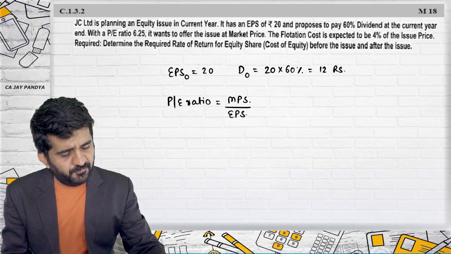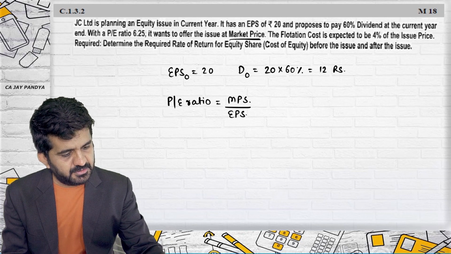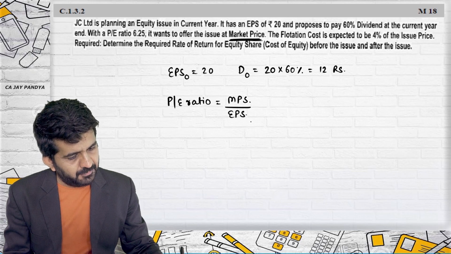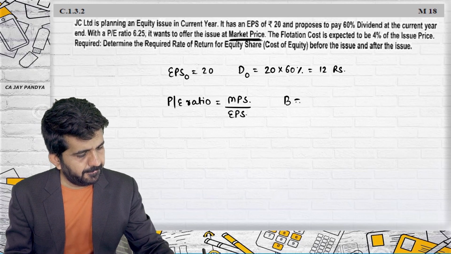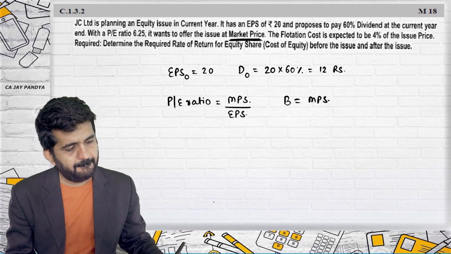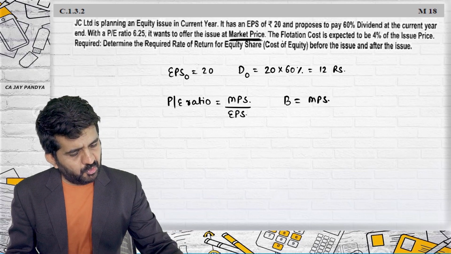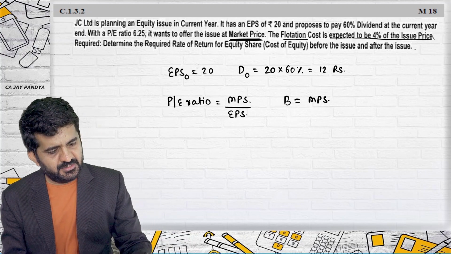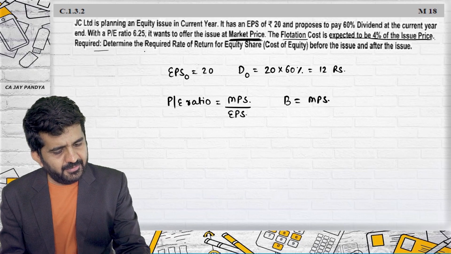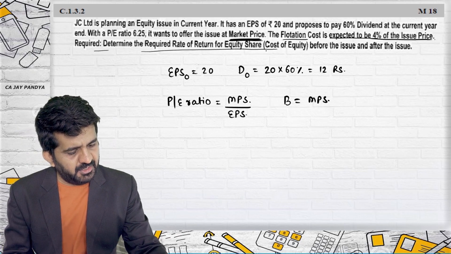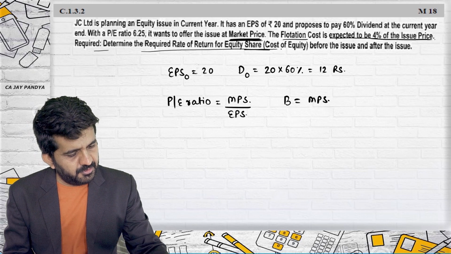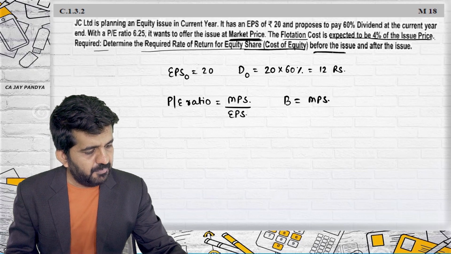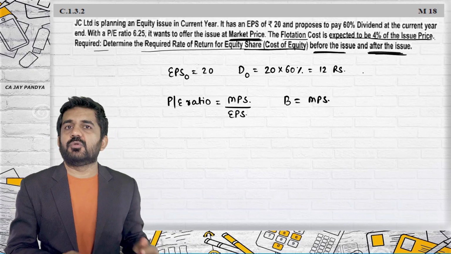It wants to offer the issue at the market price. So my borrowings will be at market price. The flotation cost is expected to be 4% of issue price. Determine the required rate of return on equity shares, that is cost of equity, before the issue and after the issue. Start.